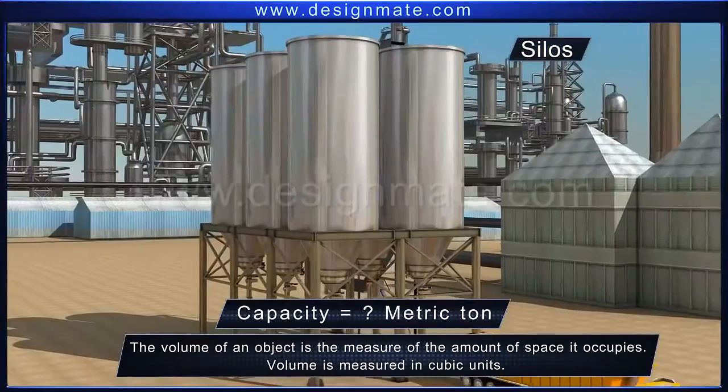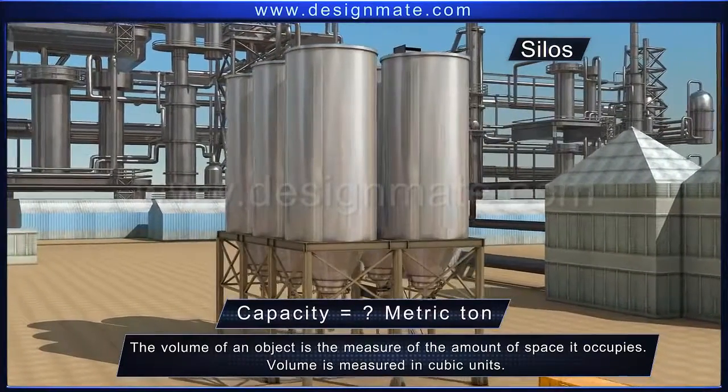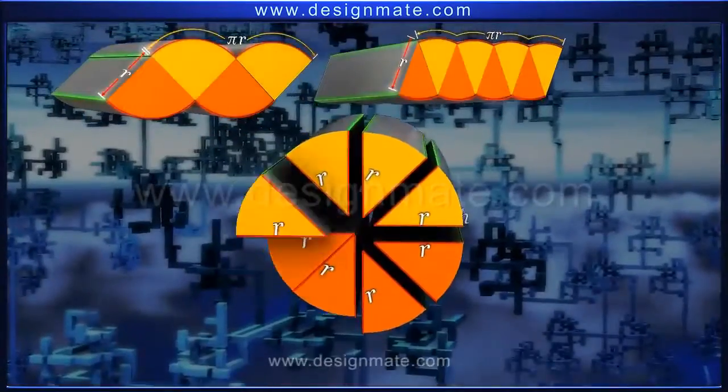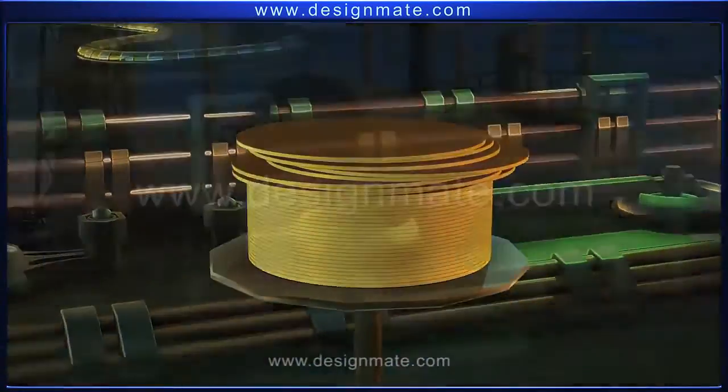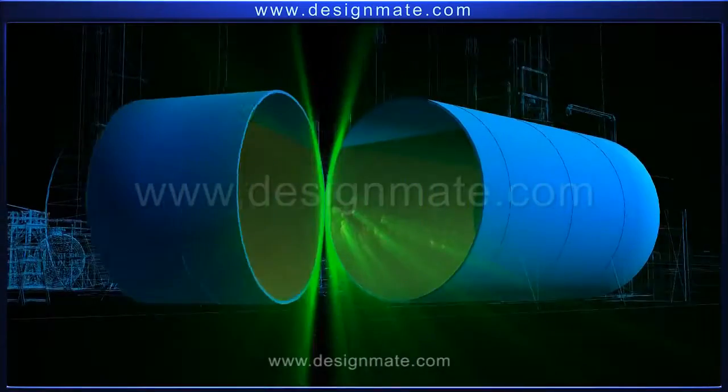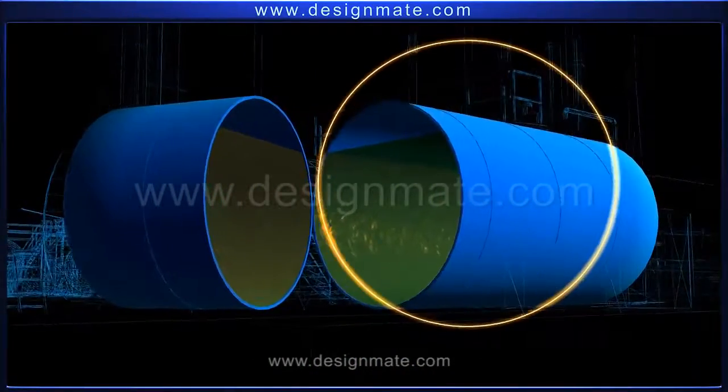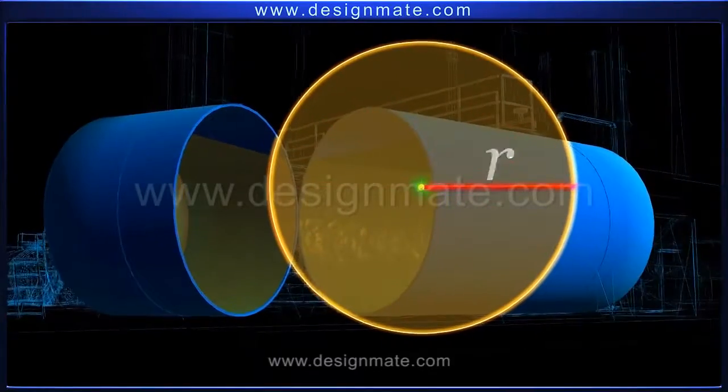To understand the concept and derivation of the formula for finding the volume of a cylinder, we will undertake some activities. We know that the cross-section of a cylinder is a circle, and the area of a circle of radius r is pi r square.